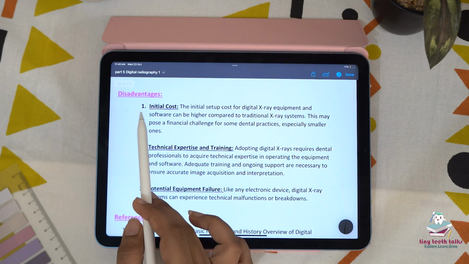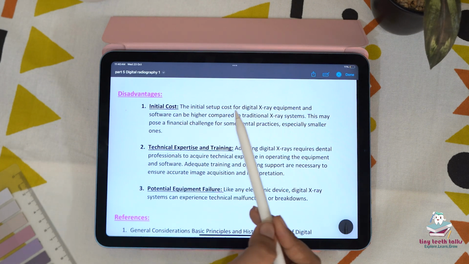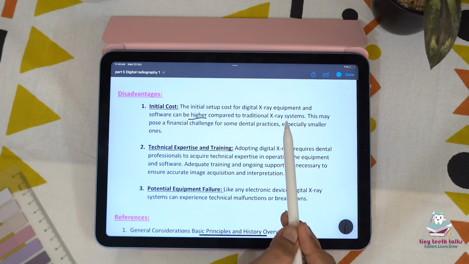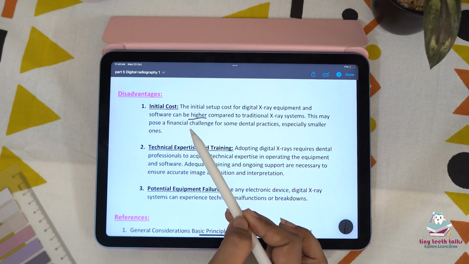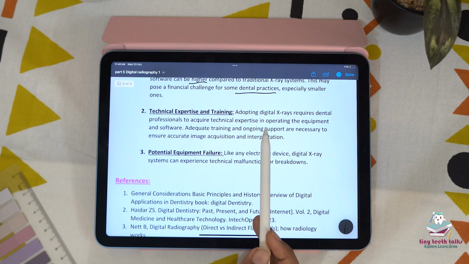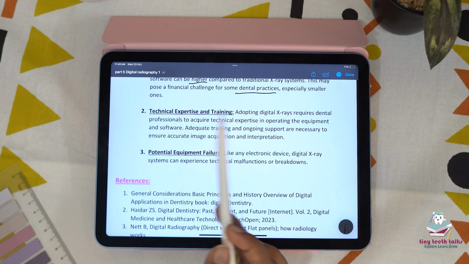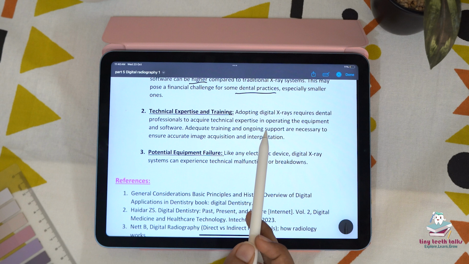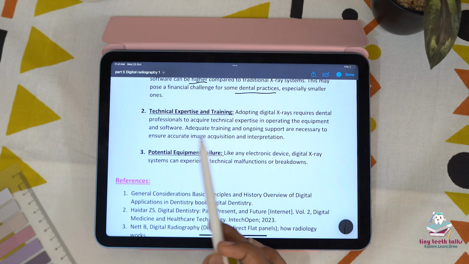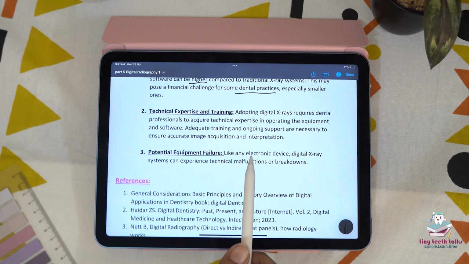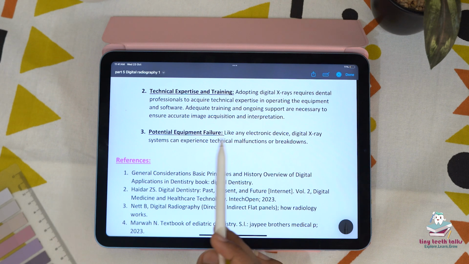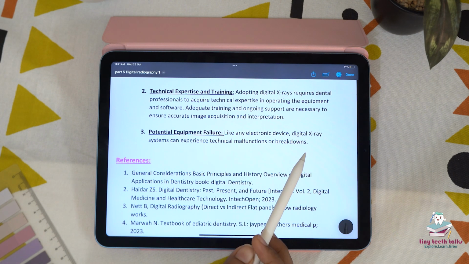Then there are some disadvantages. The first is the initial cost. The initial setup cost for digital X-ray equipment and software can be higher compared to traditional X-ray systems. This may pose a financial challenge for some dental practices, especially smaller ones. Technical expertise and training. Adopting digital X-rays requires dental professionals to acquire technical expertise in operating the equipment and software. Adequate training and ongoing support are necessary to ensure accurate image acquisition and interpretation. And the third is potential equipment failure. Like any electronic device, digital X-ray systems can experience technical malfunctions or breakdowns.